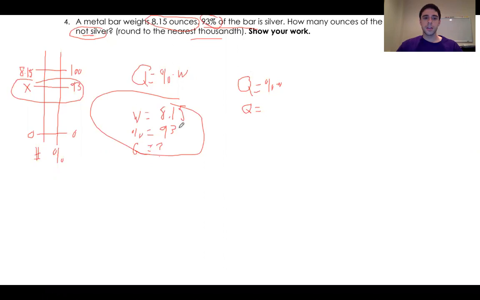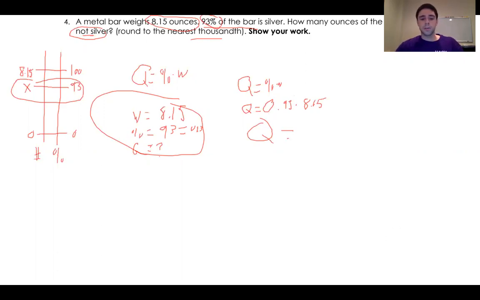So 93% is the same as 0.93. I want to be specific there. So we have 0.93 times our whole, which is 8.15. So what is our value for X going to be, or what is our quantity going to be?